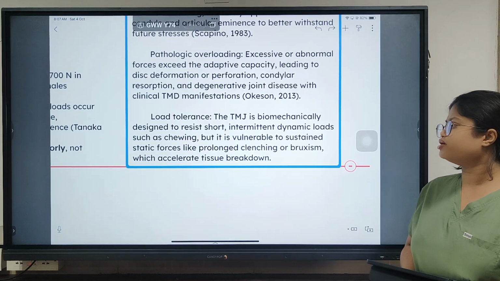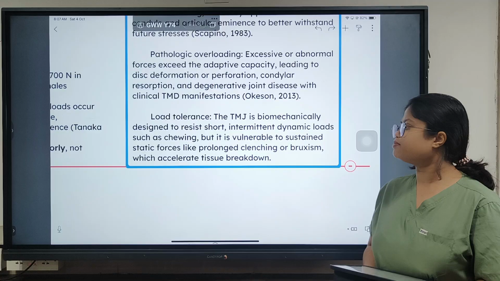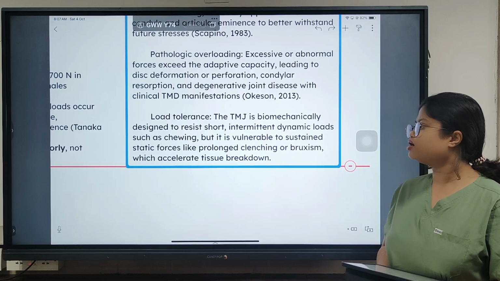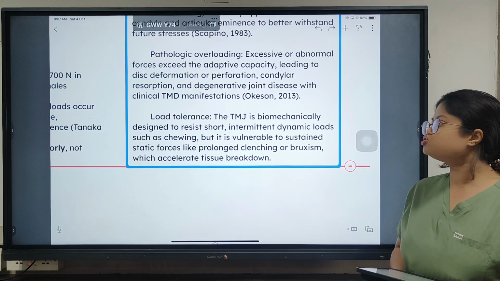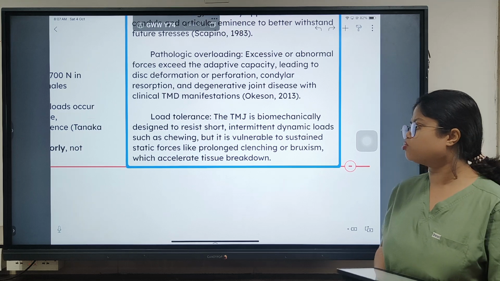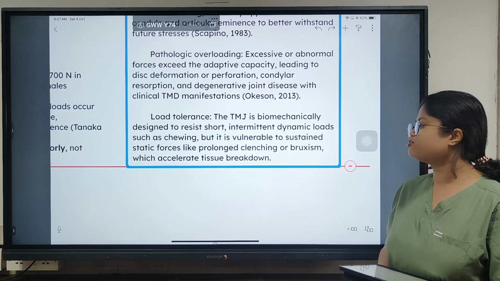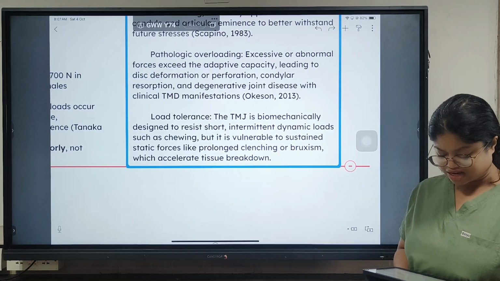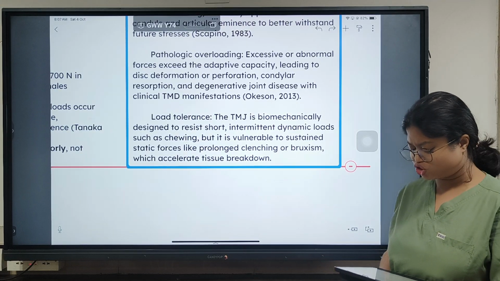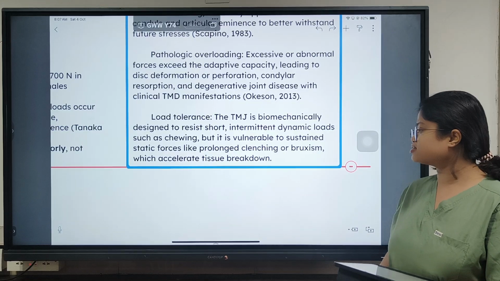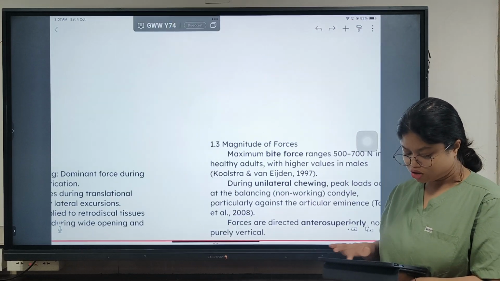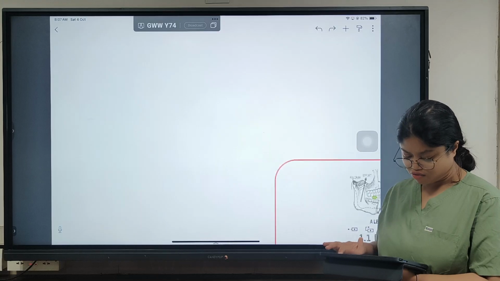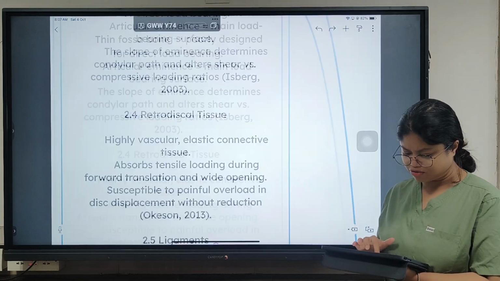How does load tolerance take place? It is a biomechanically designed joint to resist short, intermittent dynamic loads for chewing, that is the functional habits. But it is vulnerable to sustained static forces like prolonged clenching or bruxism, which can accelerate tissue breakdown. So this is about functional and adaptive loading.